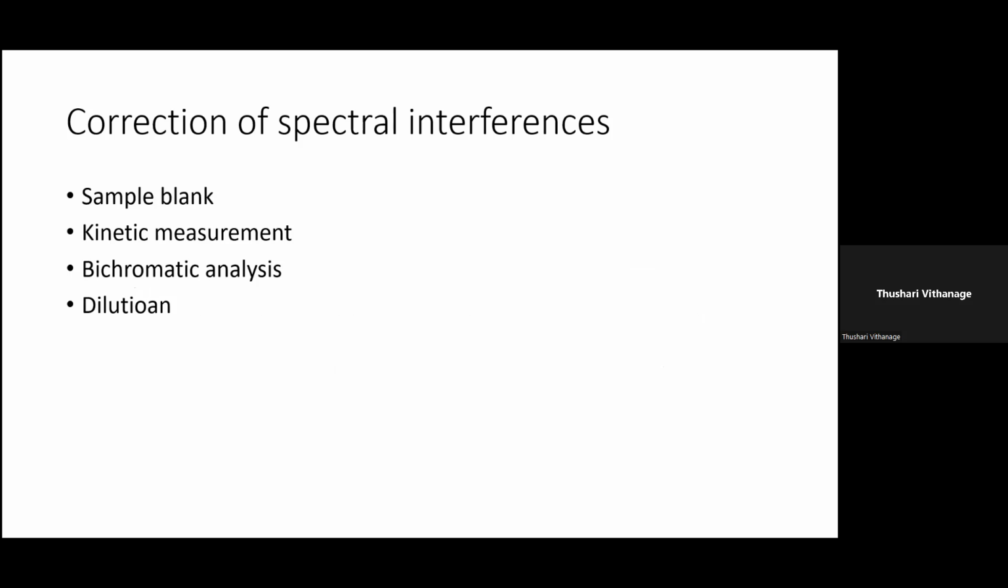When we consider spectral interferences, we should know how to correct them. These are the simple four methods which can be used for the correction of spectral interferences: sample blank, kinetic measurement, bichromatic analysis, and dilution.